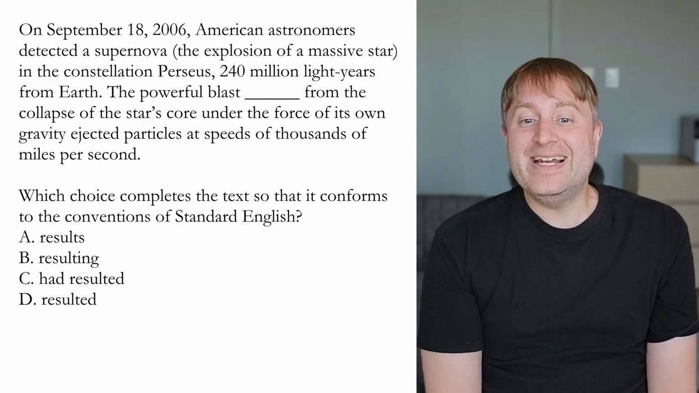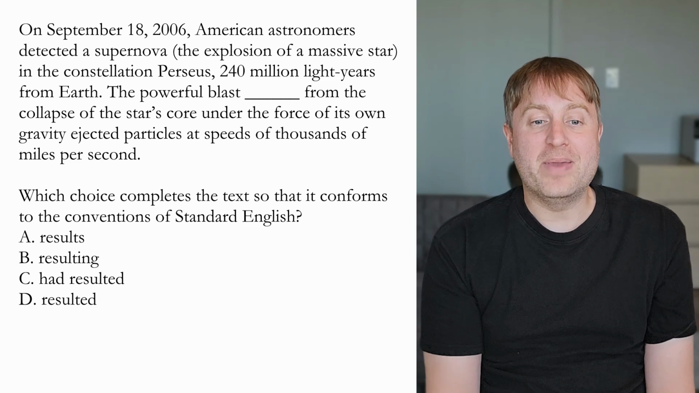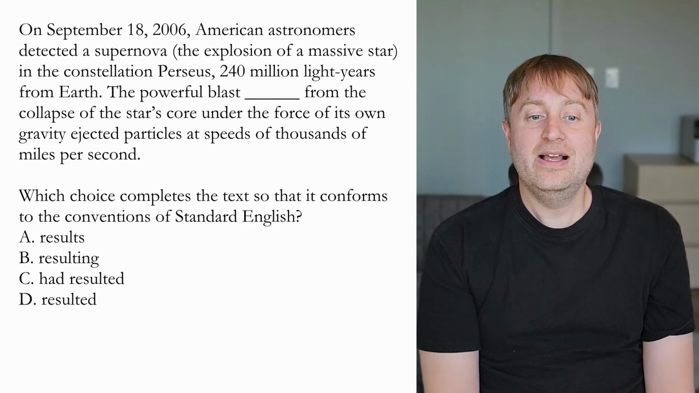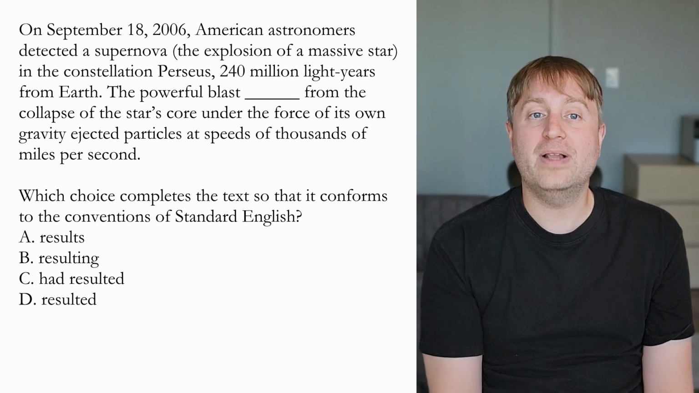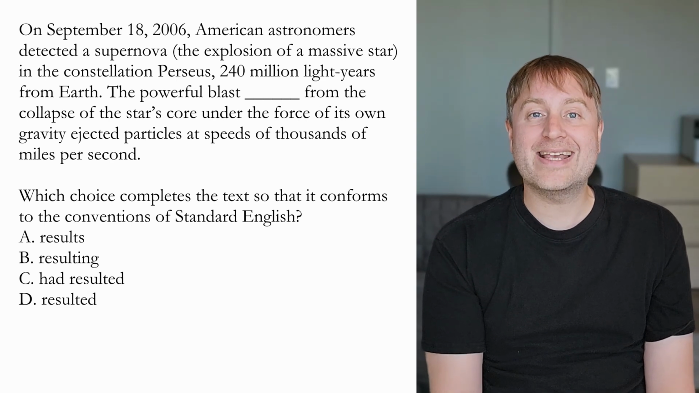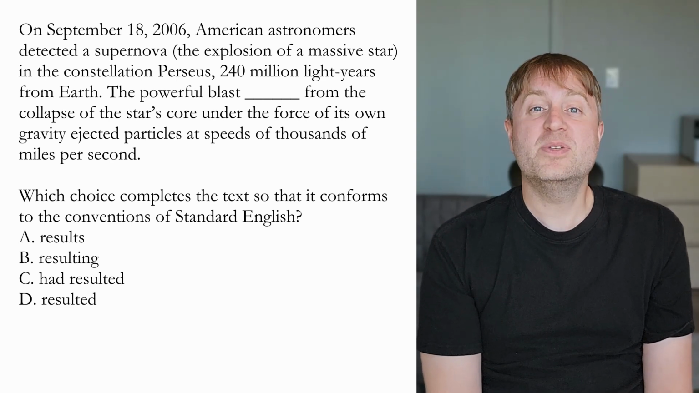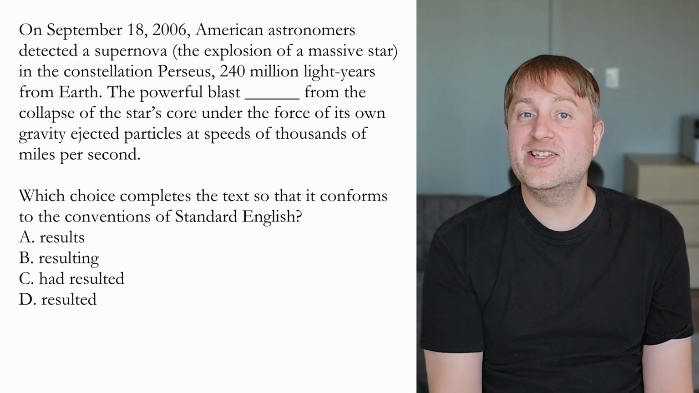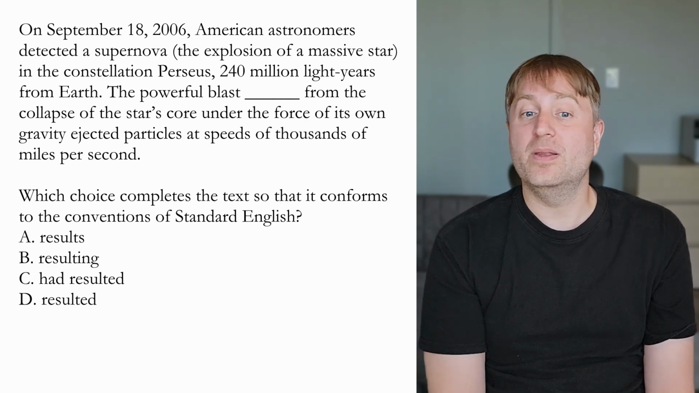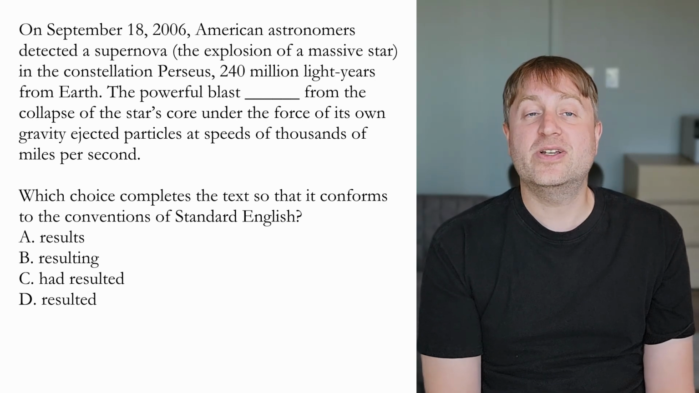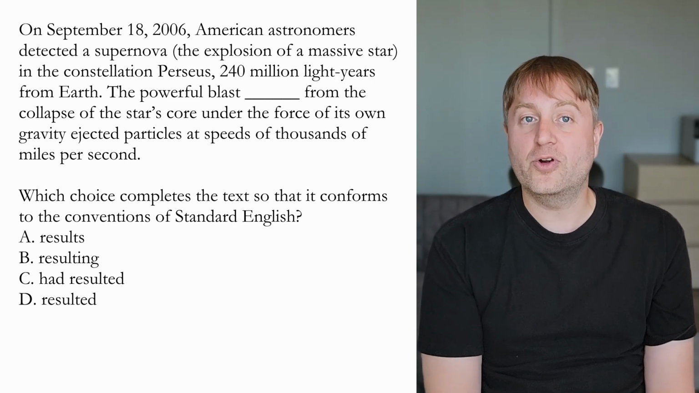But if you keep reading, you'll notice that we already have a main verb, ejected. And the only possible subject of that verb is the powerful blast. The powerful blast ejected. So whatever comes between them has to be a phrase describing the blast. That means we don't want a main verb in the blank, which means that the answer is going to be the only one that isn't a main verb.